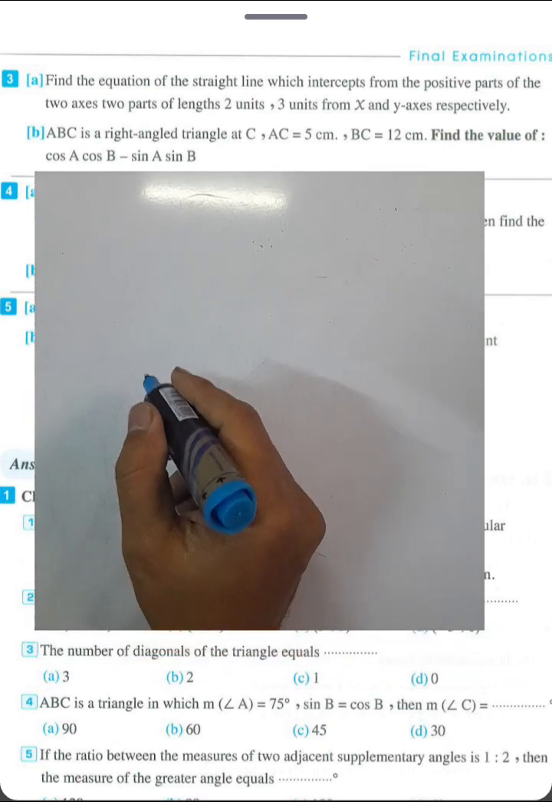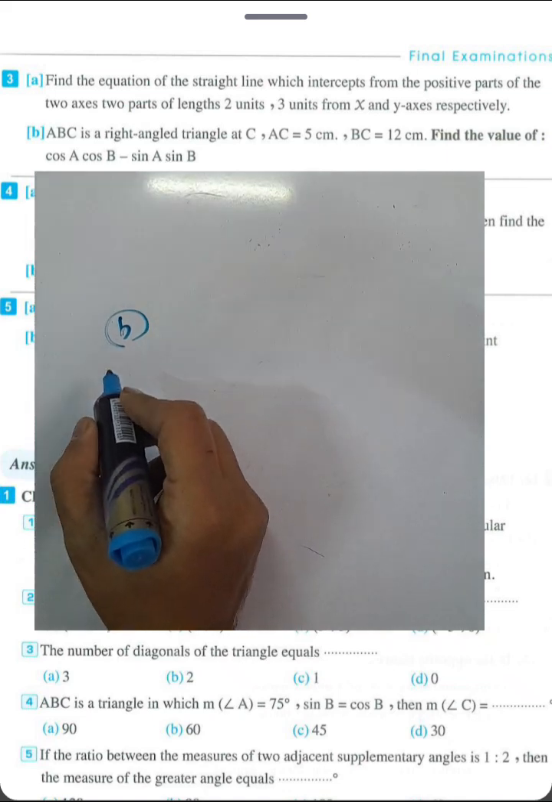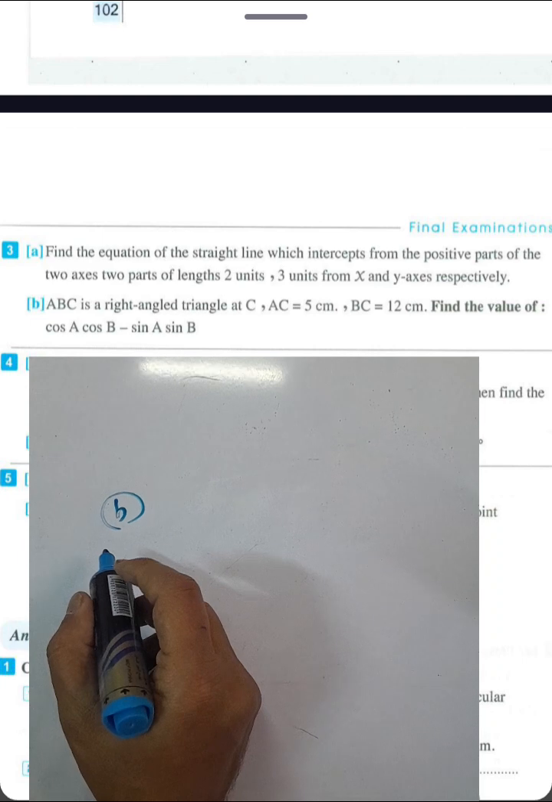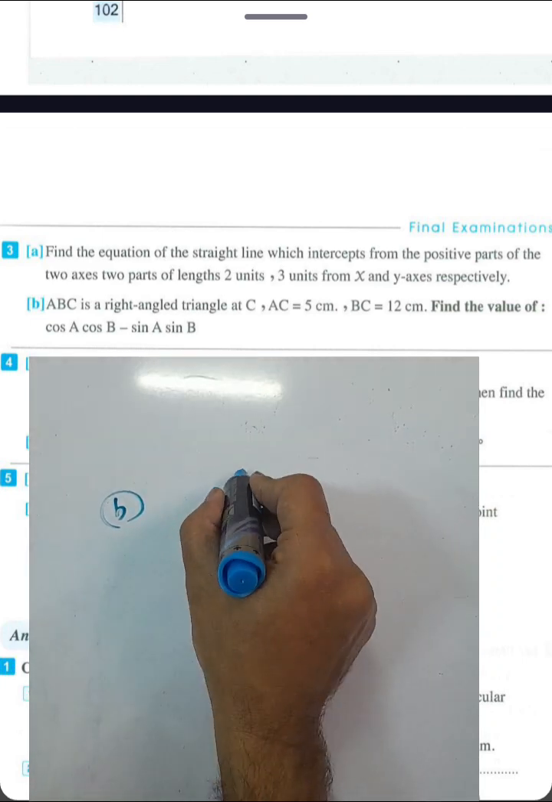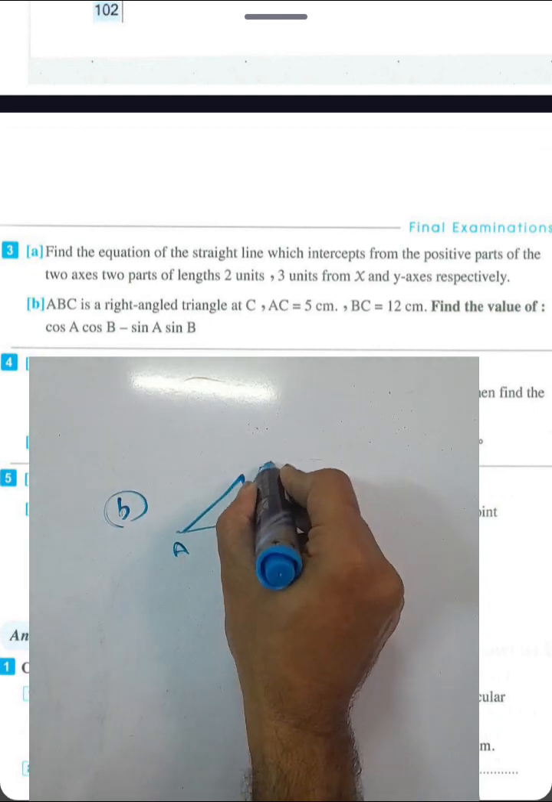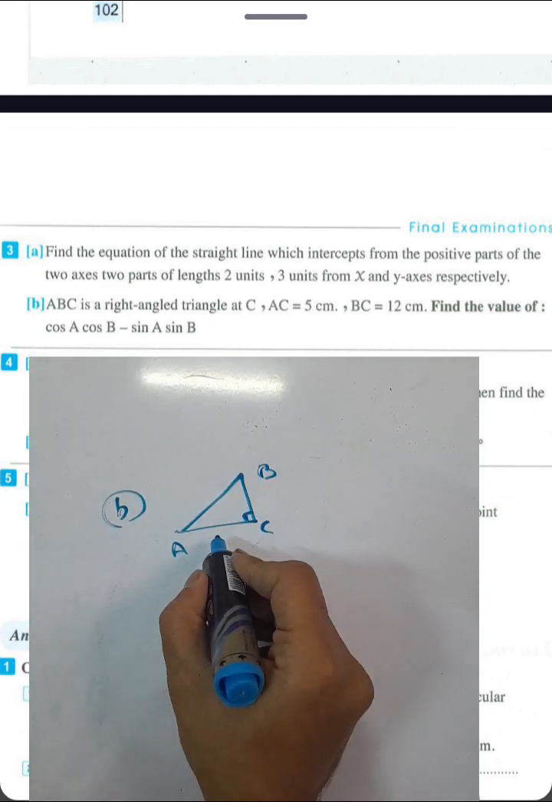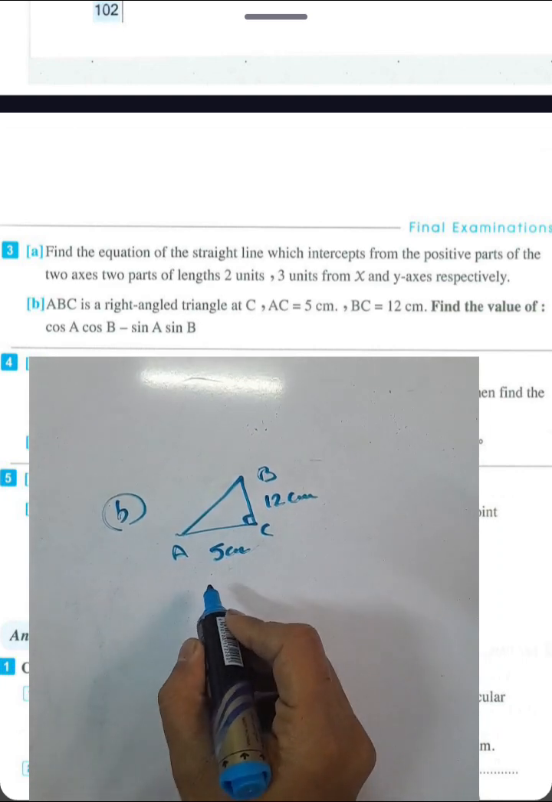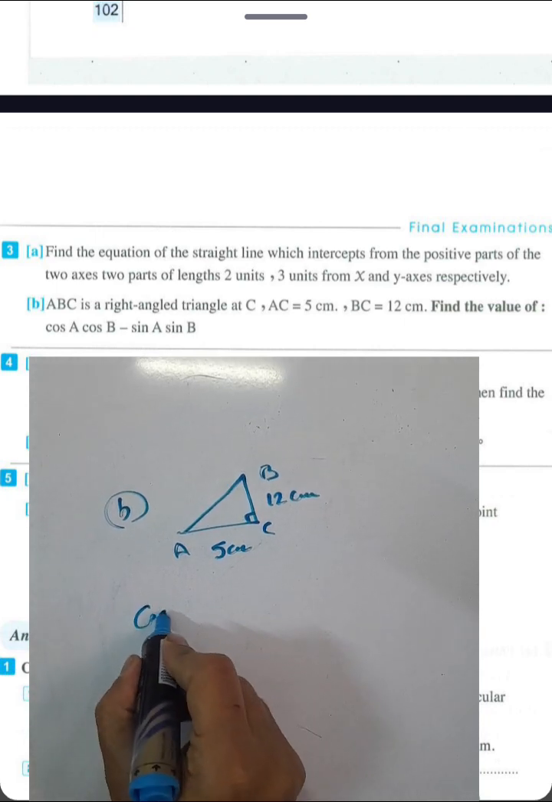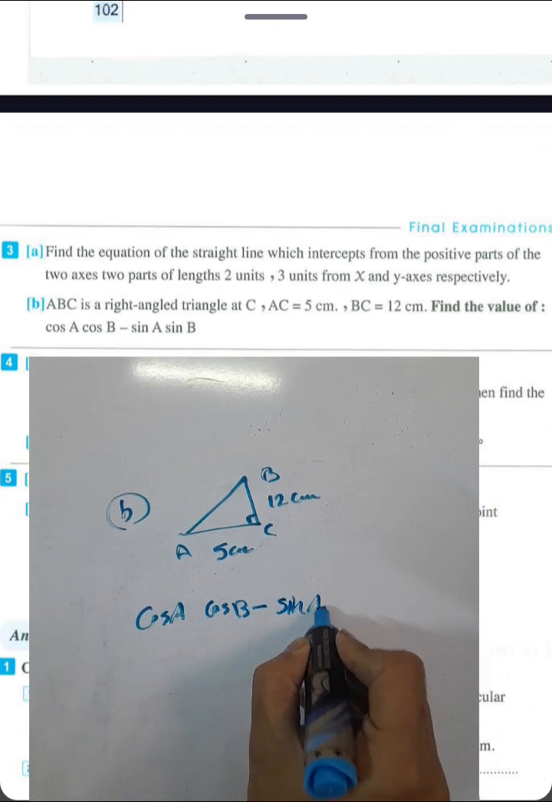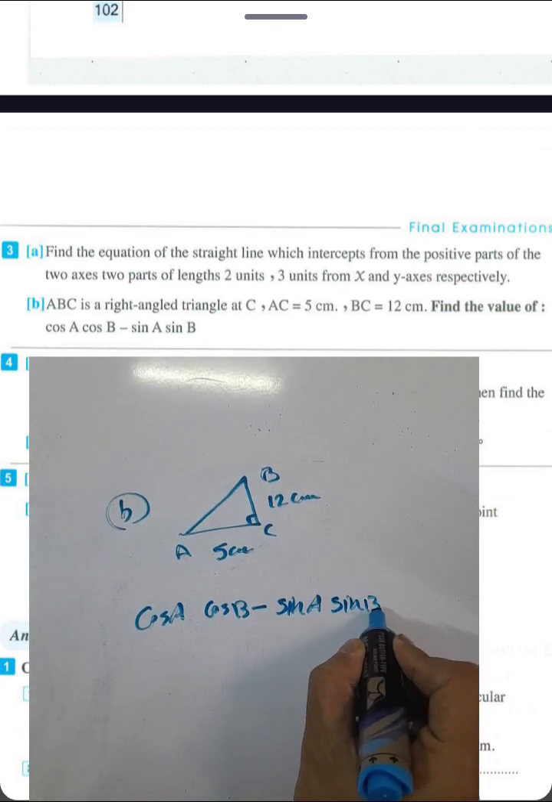Question letter B. We have ABC, a right angle triangle at C, and AC is 5 centimeters and BC is 12 centimeters. Find the value of cosine A cosine B subtract sin A times sin B.